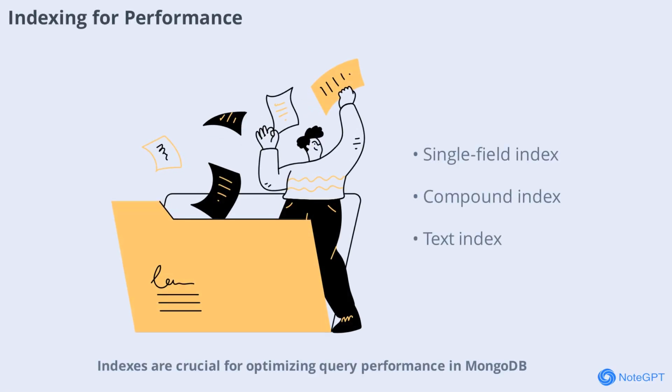Indexes are crucial for optimizing query performance in MongoDB. By creating indexes on frequently queried fields, you can speed up data retrieval and improve application responsiveness. MongoDB supports a variety of index types, including single-field, compound, and text indexes, giving you flexibility to optimize your queries.